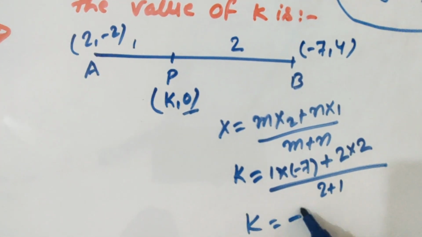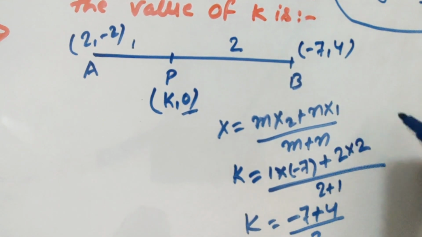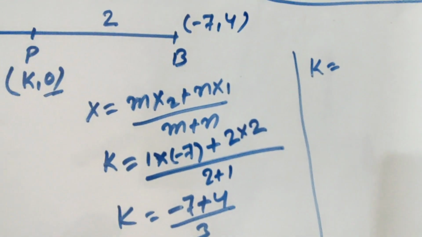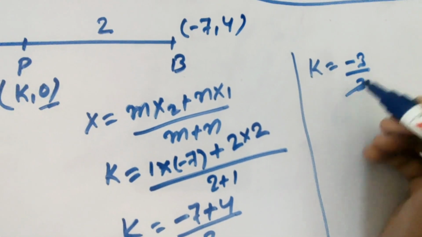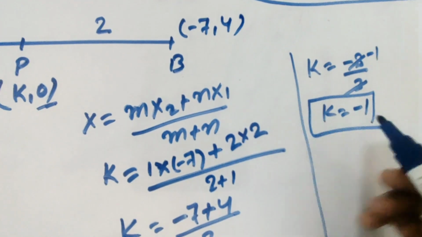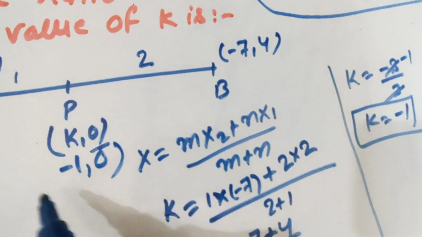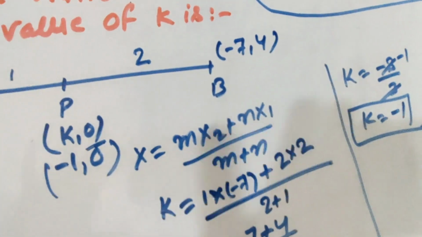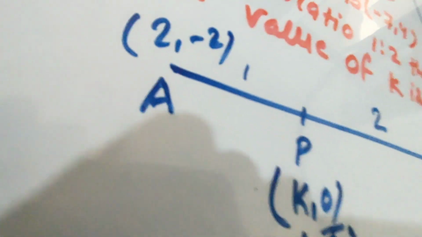Then k equals (-7 + 4)/3. Solving, k equals -3/3, the 3s cancel, so the value of k is negative 1. The x coordinate is -1 and the y coordinate is 0. This is a very easy question from a previous year CBSE board exam. You only need to learn the formula.